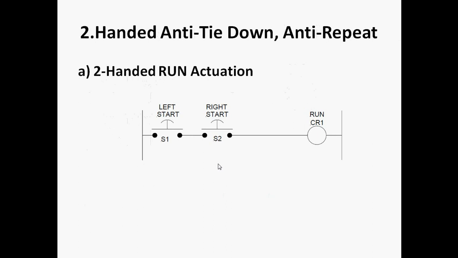Now we are going to discuss two-handed tie-down and anti-repeat. Here we are choosing the two-handed switch. Normally in industry, when the operator is confirmed about the output, the left start and right start are pressed at the same time, and then the output should be on. That means the operator is confirmed about the output, and then the system will be actuated. This is called two-handed run actuation.